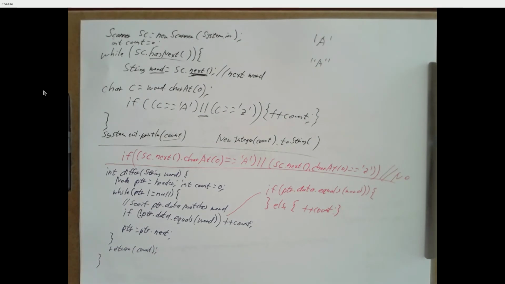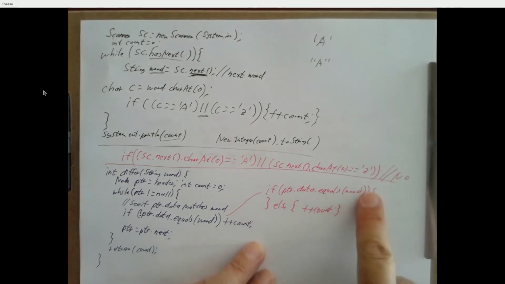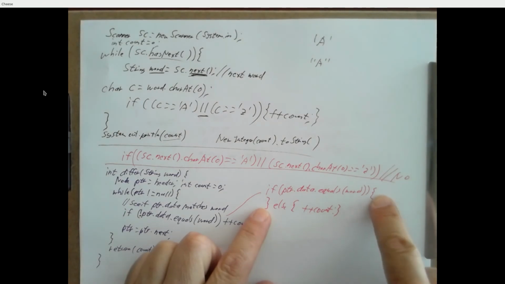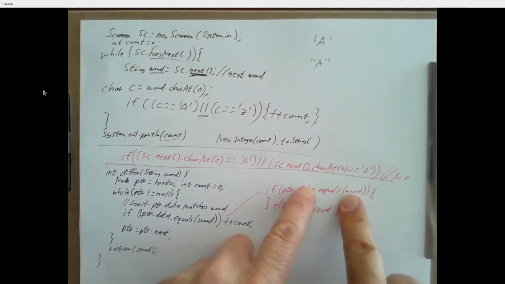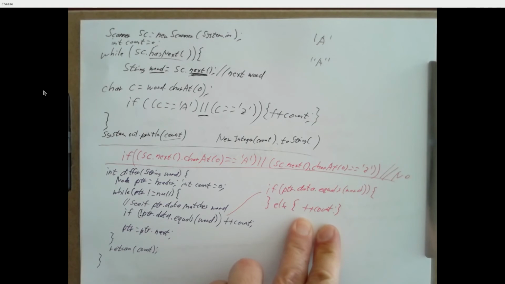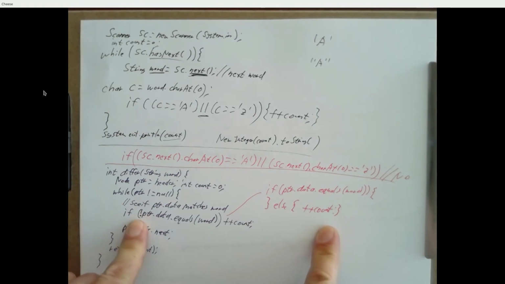It makes sense, right? If the words are equal, don't do anything. Otherwise, increment the count. But what you really want to do is say, if the words are not equal, increment the count, right? And all you've got to do is throw an exclamation mark in the front of your condition.